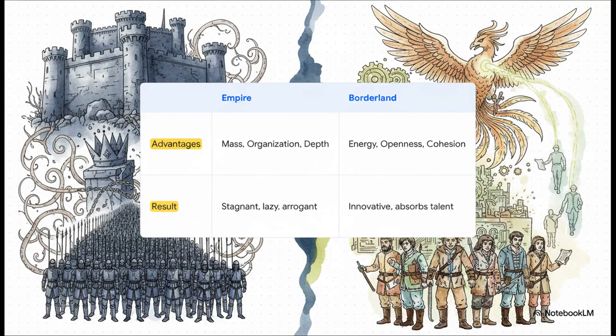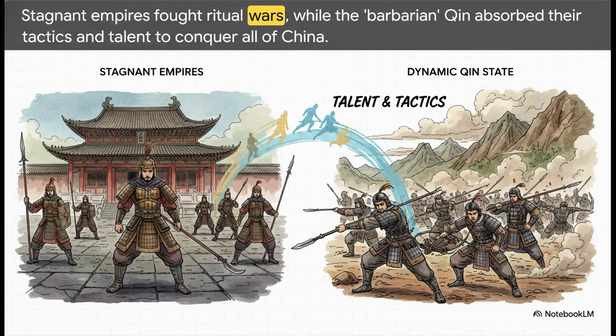Look at the contrast here. The empire, it has mass, organization, deep pockets. It's a giant. But all that stability makes it lazy, bureaucratic, and frankly, arrogant. The borderland, though, it has energy, it's open to new ideas, and its people are united. They've had it tough, so they're willing to learn and adapt. They end up soaking up all the empire's best ideas and attracting its most talented people who are looking for a real opportunity.